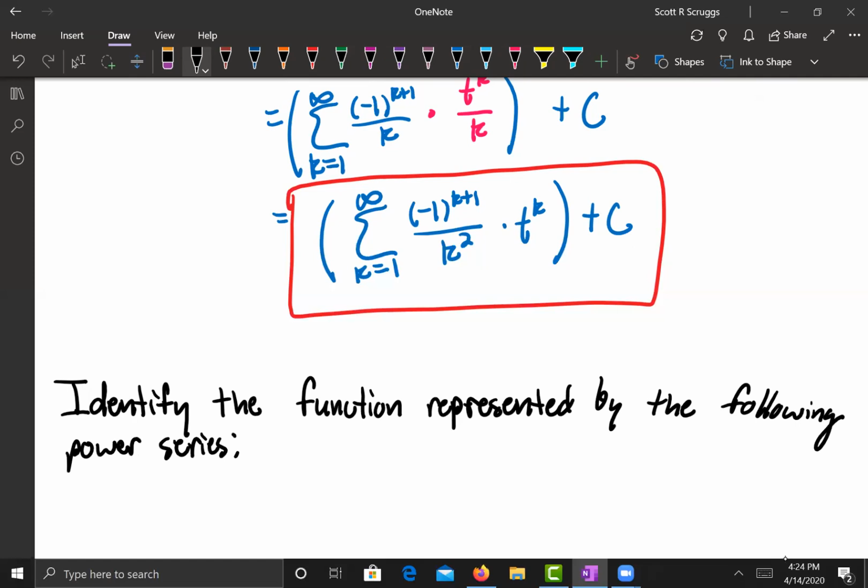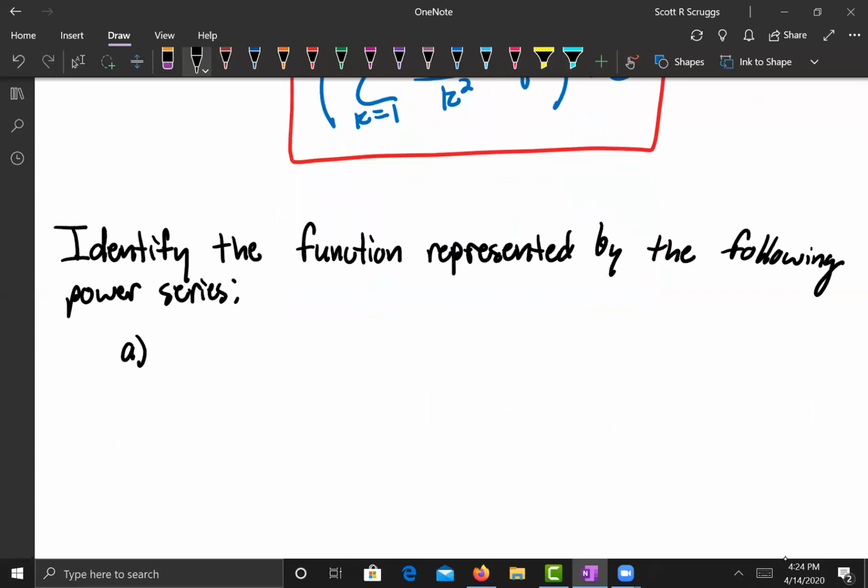So let's start out with one of them, which will be the sum from k equals 1 to infinity of x to the kth power over k. And so our goal is we're trying to match what function is married with that power series.